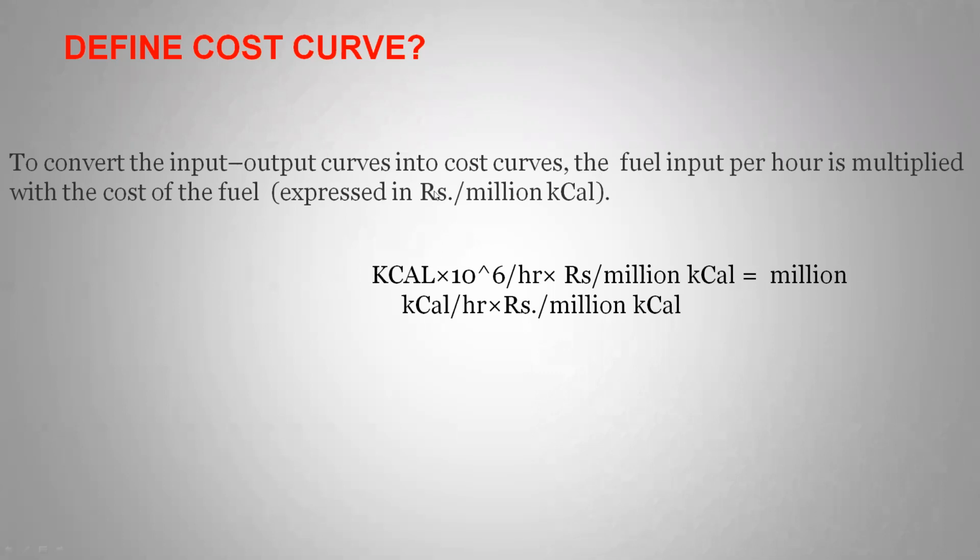The cost of the fuel units are rupees per million kilocalorie. Fuel input units are kilocalorie into 10 to the power of 6 per hour, into rupees per million kilocalorie. That is million kilocalorie per hour into rupees per million kilocalorie. The million kilocalories cancel, and what remains is rupees per hour. This is the cost curve.